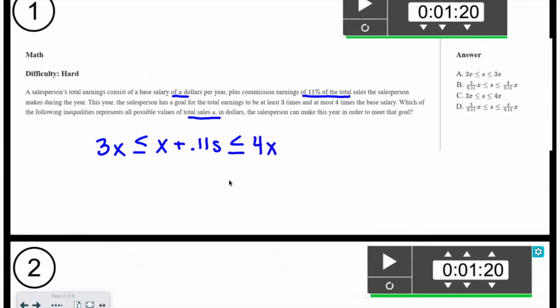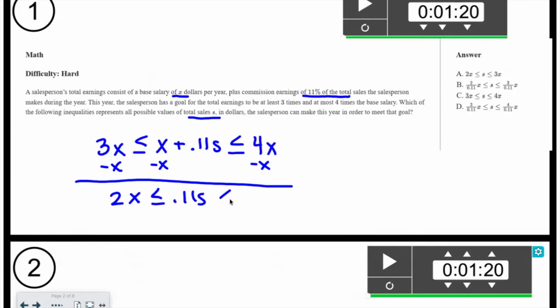And then, well, first you subtract X. This is again where the 2 and the 3 come from, and intuitively it doesn't seem to make sense. But it's just take X away, and then you get 2X. And then divide by 0.11, and then you're done.